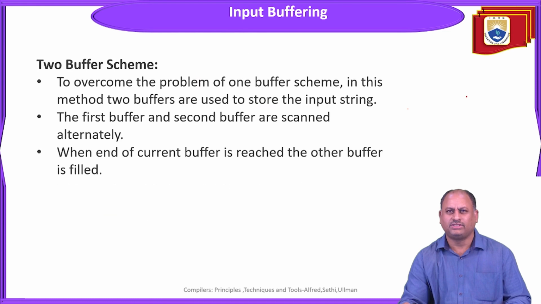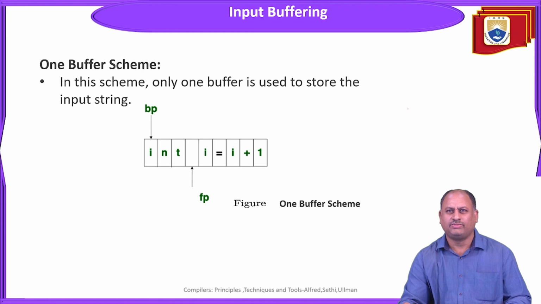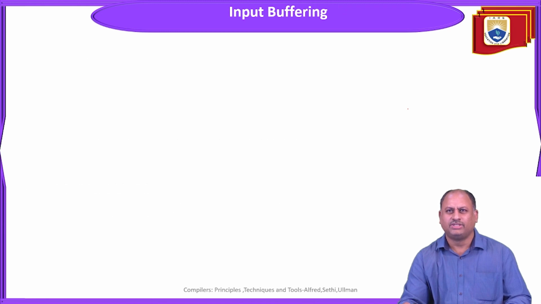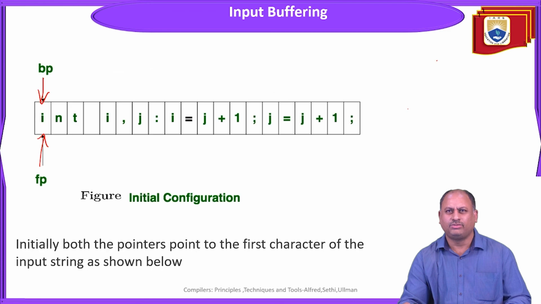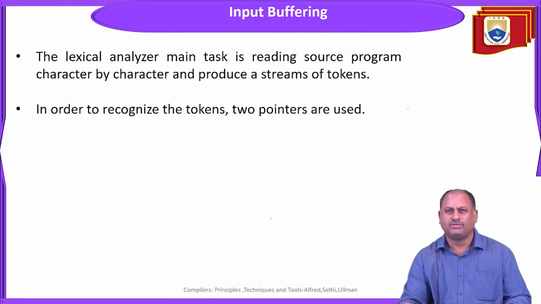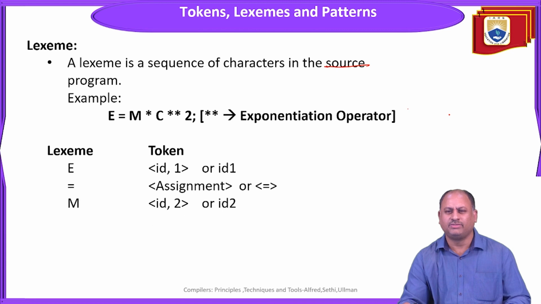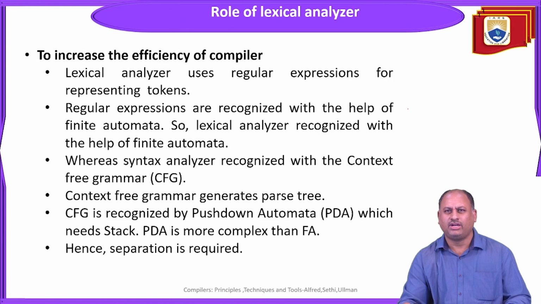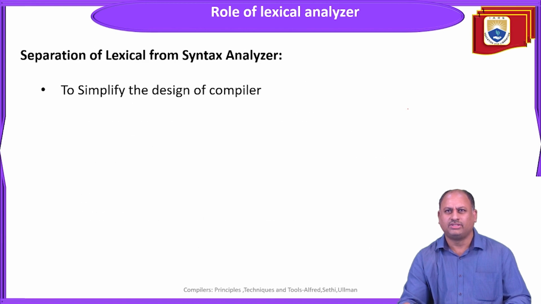That is the first phase of the compiler, called the lexical analyzer. The role of the lexical analyzer, that means internally it uses a buffering mechanism. Here there are two types of input buffering: one buffering scheme and two buffering schemes. When there is a drawback with the one buffering scheme, that's why two buffering schemes are implemented in order to recognize the generality of the tokens.